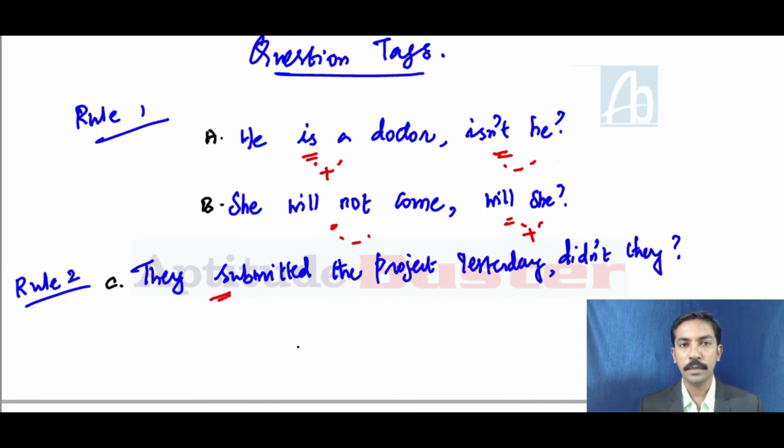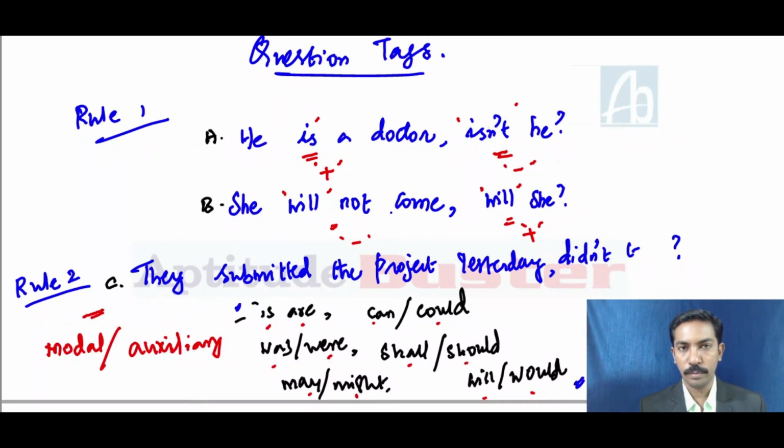Second rule, look at the third example. They submitted the project yesterday. The tag is didn't they. You might be a bit confused. In the previous first 2 cases, you had the word is, and the tag is based on the same form, isn't. She will not, the tag is based on the same form. But here there isn't any, therefore the tag is didn't. You can easily remember the rule.